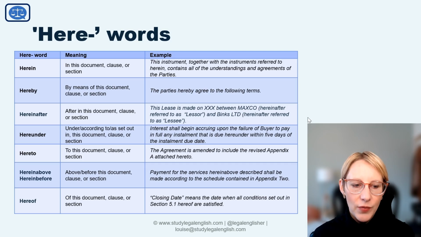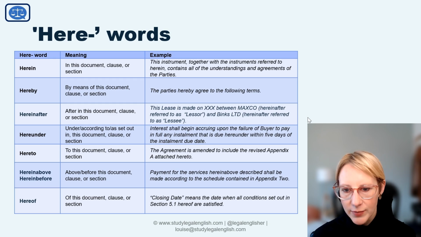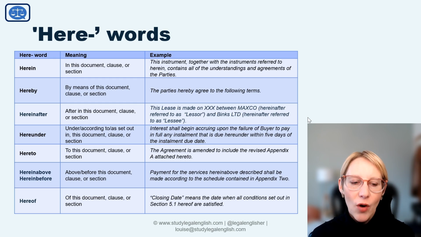Herein above or herein before means above or before this document, clause or section. For example, payment for the services herein above described shall be made according to the schedule contained in Appendix 2. So, before, in the contract, the services are described. Hereof means of this document, clause or section. For example, closing date means the date when all conditions set out in Section 5.1 hereof are satisfied. Section 5.1 of this contract, of this document.